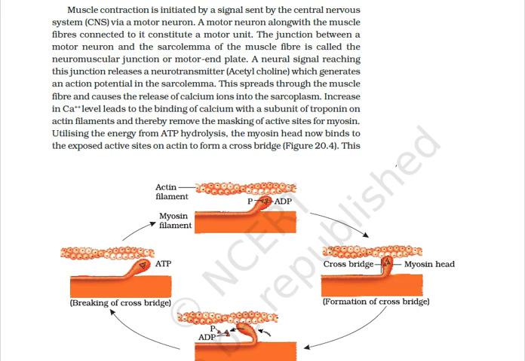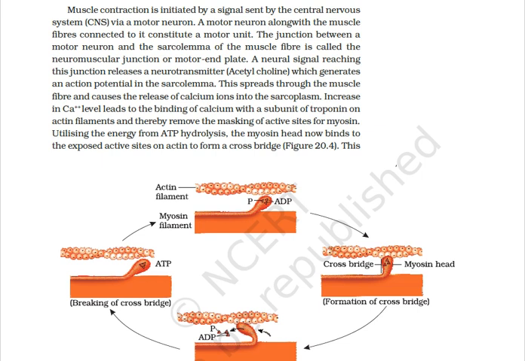Since the active site of actin is uncovered, the myosin head breaks up ATP to derive energy, and this myosin head gets attached to the active site of the actin filament, thereby forming the actomyosin complex. The myosin head then tilts and pulls the actin filaments towards it, and the actin filaments slide over the myosin filament and contraction occurs.